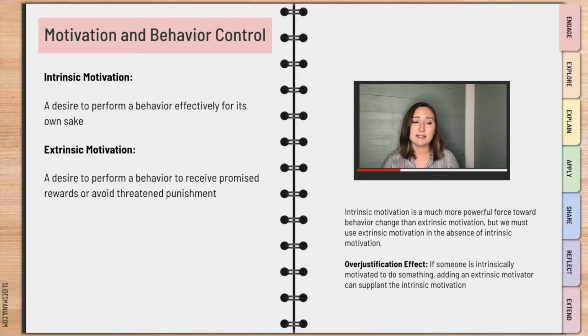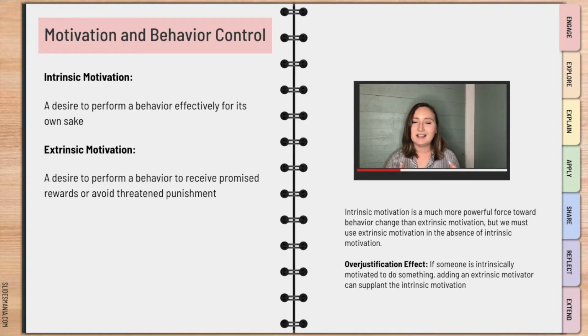Intrinsic motivation is a much more powerful force towards behavior change than extrinsic motivation. We have to use extrinsic motivation when we don't have intrinsic motivation. So if I have a student, for example, who has no intrinsic motivation to do homework, I may have to use external rewards. For example, that 8th grader that I had who just would not turn in work until I gave them Jolly Ranchers. Then they would do the behavior that I wanted for an extrinsic reward, but they had no intrinsic motivation.